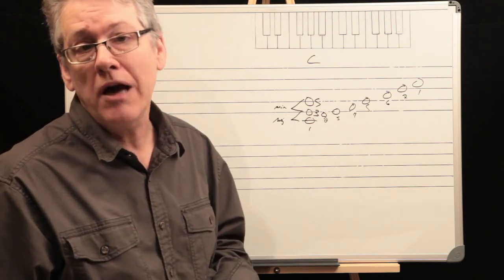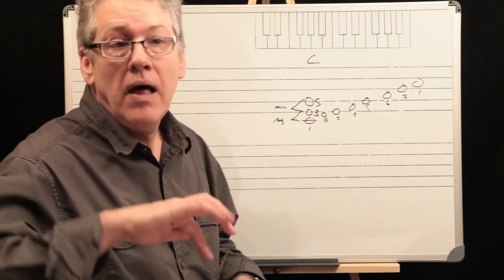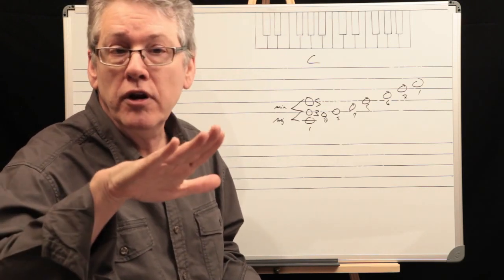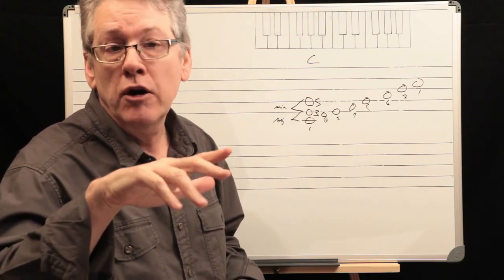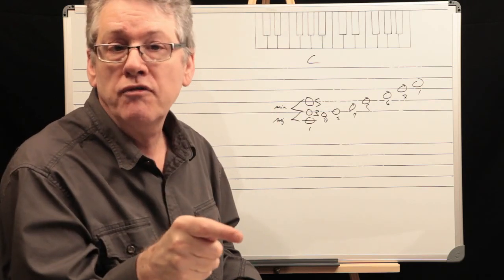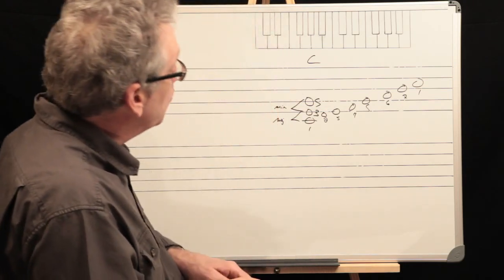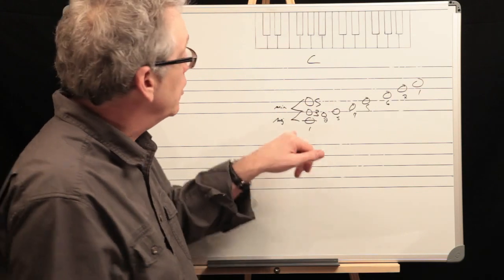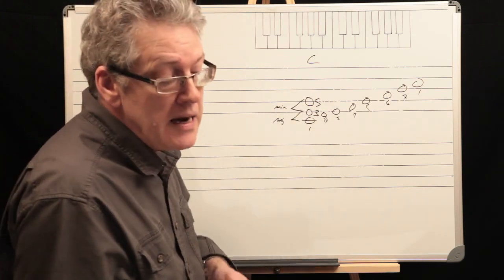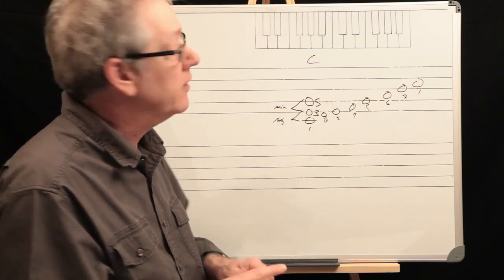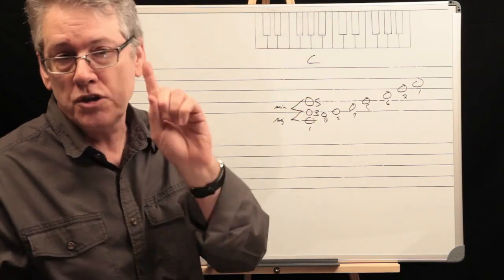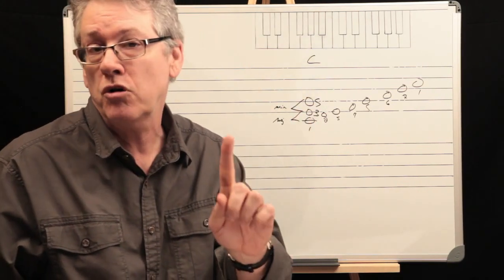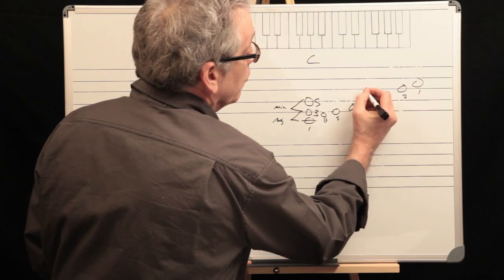Now a minor triad will be opposite. It'll be a minor third from the 1 to the 3rd, and then a major third interval from the 3 to the 5, and we'll get to that later. So the 1 chord is the most important chord. The second most important chord is your 5 chord.